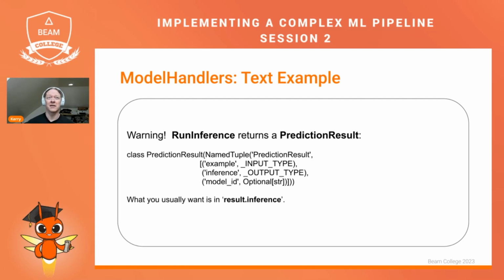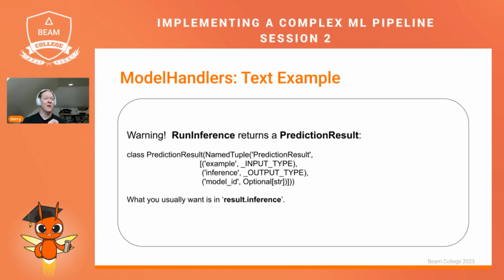Now, there is one caveat, one thing that probably is the biggest trouble for new users of run inference, is that in the pipeline, you will be processing the output of run inference in your subsequent steps. But run inference's output is not merely the output of the model. It is actually a named tuple that we define in that base.py class in our Beam inference repository. And that prediction result includes under its inference member the output of the model.